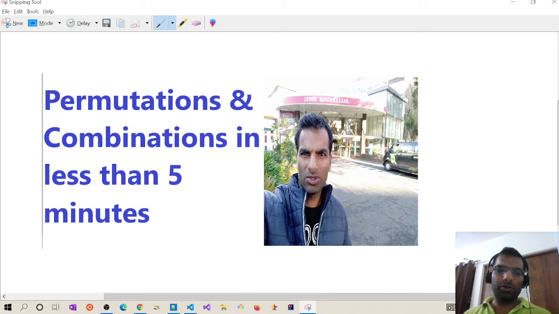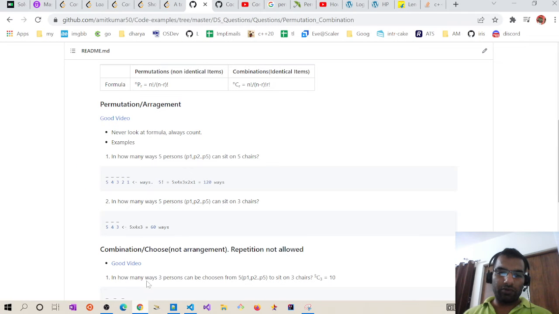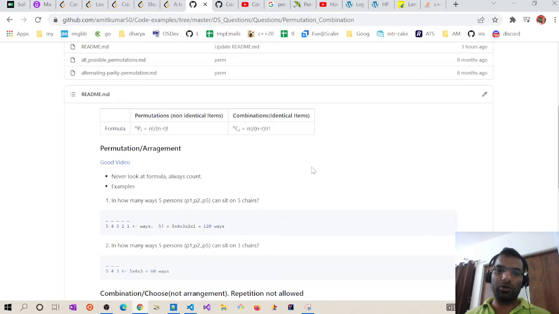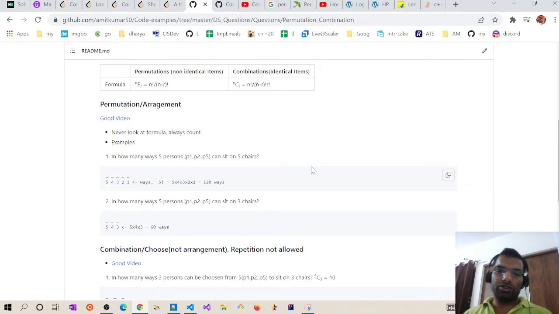So hello guys, today we are going to discuss permutations and combinations, and I found that this is a really confusing topic, so I just tried to cover it. So quickly going on, what is a permutation? Permutation is basically the arrangement.